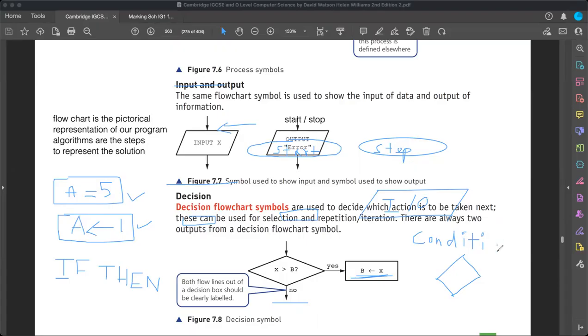Yes. Three names? Decision box, condition box, and diamond box. Is that okay? Yes, sir. Now draw all the symbols quickly. Write a description in your own wording for start stop, for IO box, for process, and for if then else condition. Do it now.